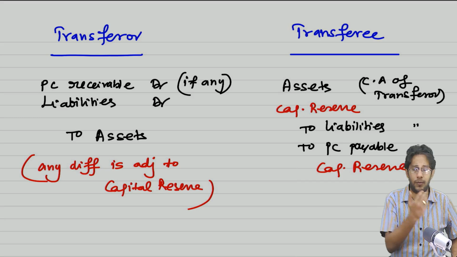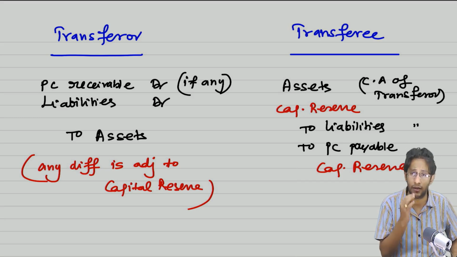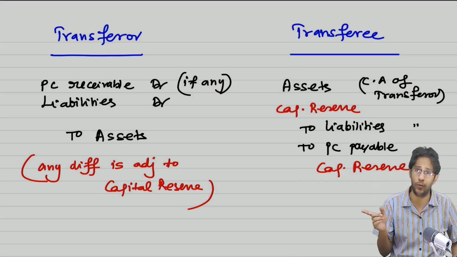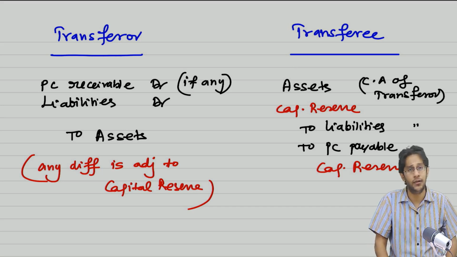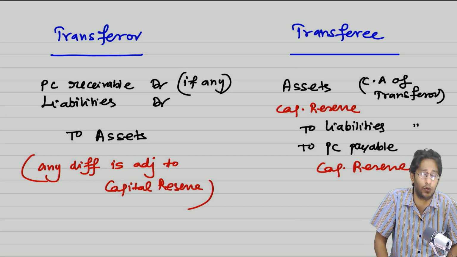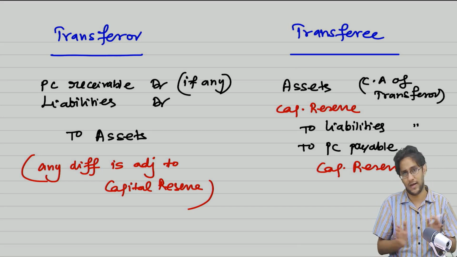Whatever PC is payable, you record it, and assets and liabilities incorporation should happen only at the carrying amount of the transferor. Whatever amounts were removed there, the same amounts you recognize for assets and liabilities here. Here also the entry may not tally, then the difference will be transferred to capital reserve. Do not use fair values. Do not create goodwill. So this is that.